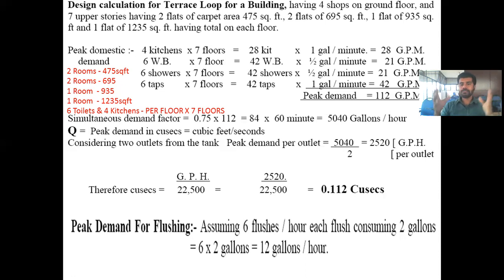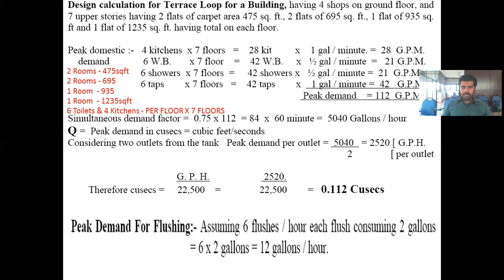So we have a tank, and the water requirement is 5,040. So we consider two outlets from the tank. So from one outlet, 5,040 divided by 2 is equal to 2,520 gallons per hour per outlet. Which means if you are converting it into cubic seconds, it will be 0.112 cubic seconds from each outlet, or per outlet 0.112 cubic seconds has to be flowed, or has to be discharged.